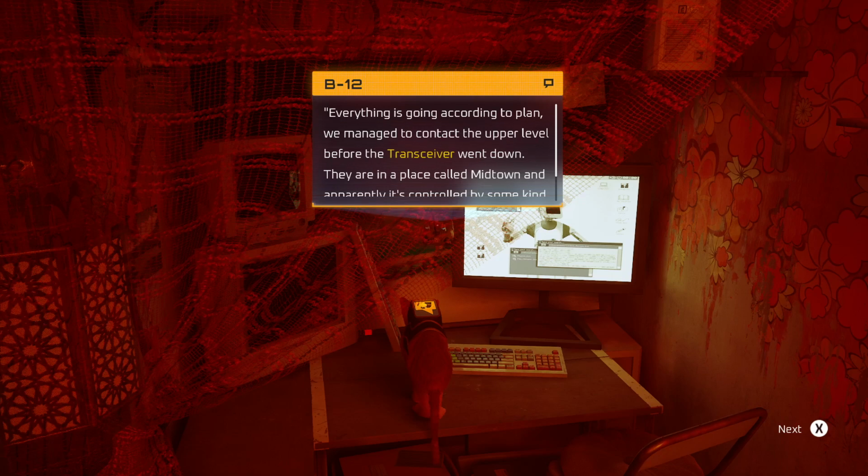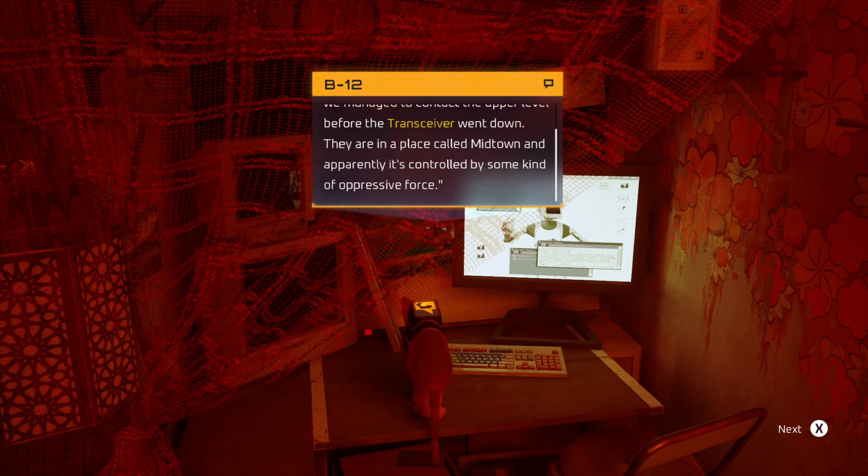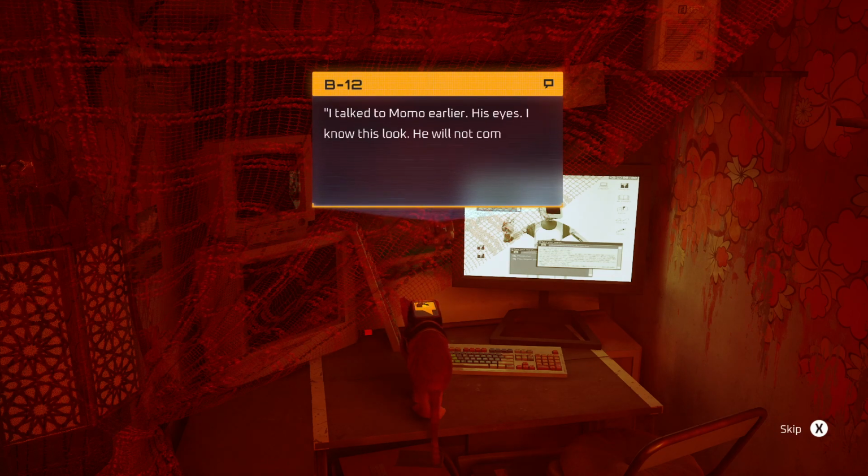Right, everything's going to plan. We managed to contact the upper level before the transceiver went down. They're in a place called Midtown. Apparently, it's controlled by some kind of oppressive group. So I guess that's another one of the outsiders, and they left for some reason. We should go see that Momo person who the guardian told us about.